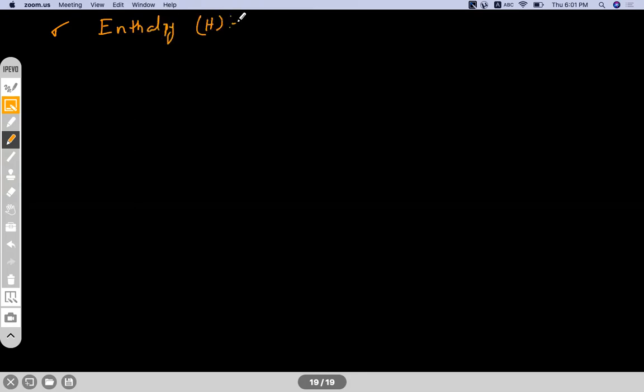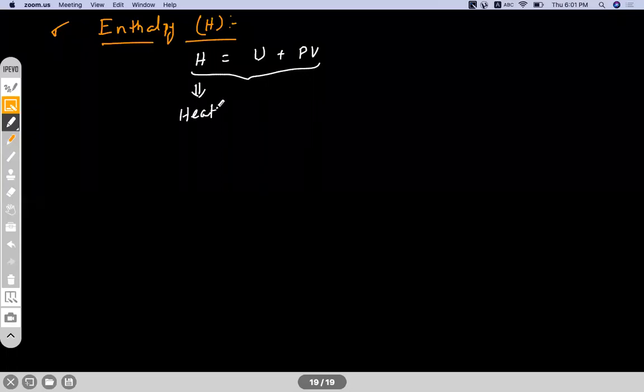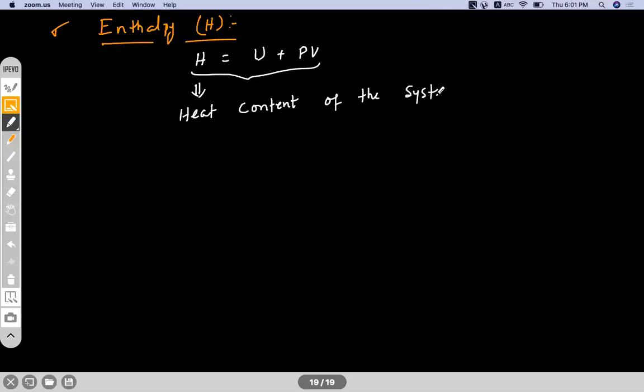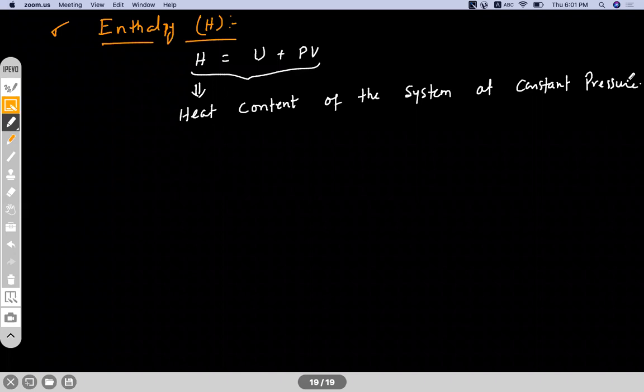Enthalpy is represented by H, capital H. Mathematically, it is defined as H is equals to U plus PV, internal energy plus pressure volume work. It is the heat content of the system at constant pressure. Okay, constant pressure is the condition we have here.